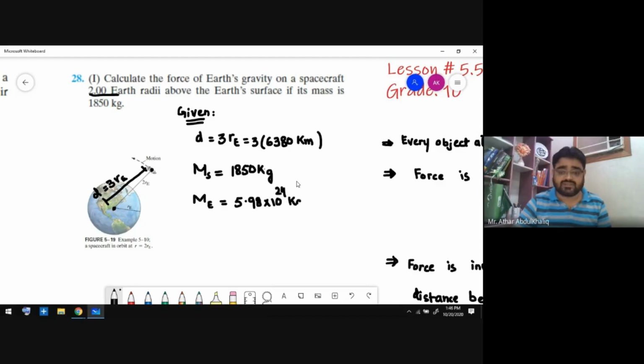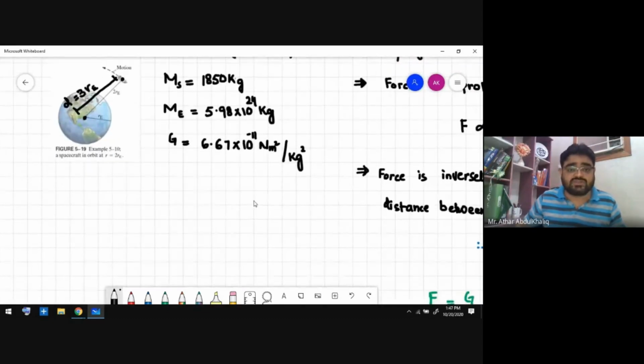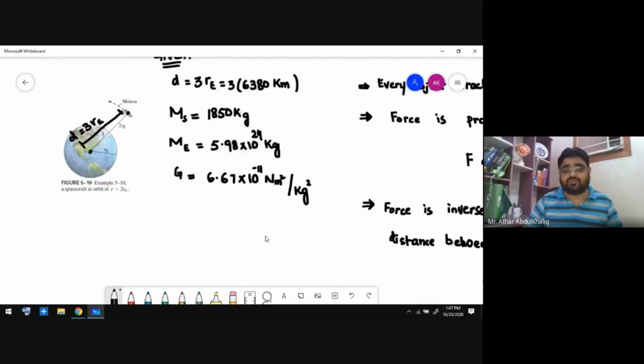Okay, now one thing is more important here. Value of G, I told you, you have to memorize it. It is 6.67 times 10 to the power. I made a mistake last time. I wrote it positive 11. It is negative 11. Sorry for my mistake. Newton meter square per kilogram square. Yes, this is G, gravitational constant. This is not small g, 9.8. Okay, now this is the data. By using this data, we can find the force between satellite and the Earth.